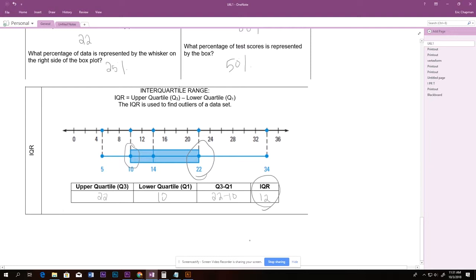There we go. Anything above, so if we go to the median, 14, and we subtract 12 from here, so that's 2. So if I do 14 minus 12, that's 2. Anything less than 2 are outliers. Okay, and then if I do 14 plus 12, that's 26. Anything greater than 26 is an outlier. So that means 34 is an outlier.